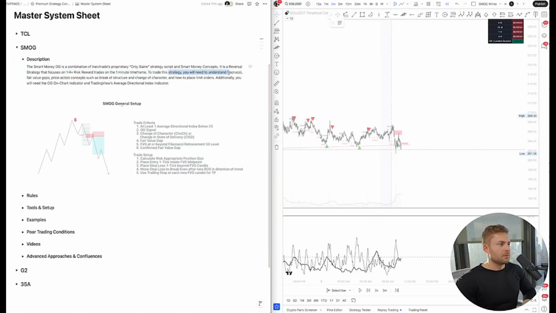Okay, so we're using Fibonacci, fair value gaps, price action, something called changes of character, and a few OG on-chart proprietary indicators, as well as something called an average directional index, which we like to refer to as an ADX. I'm going to explain how all of these indicators work and how they show up on your chart.